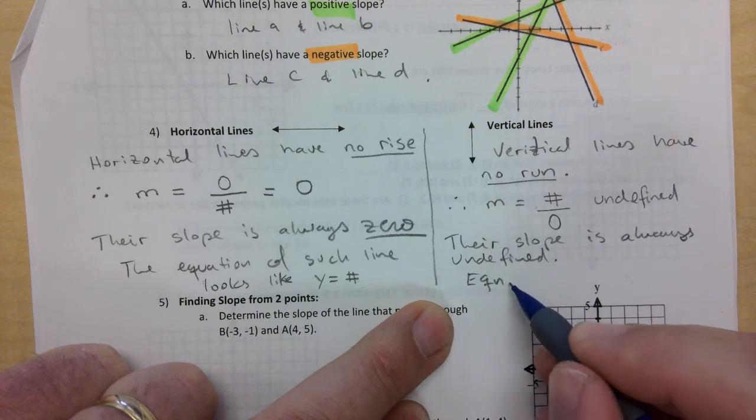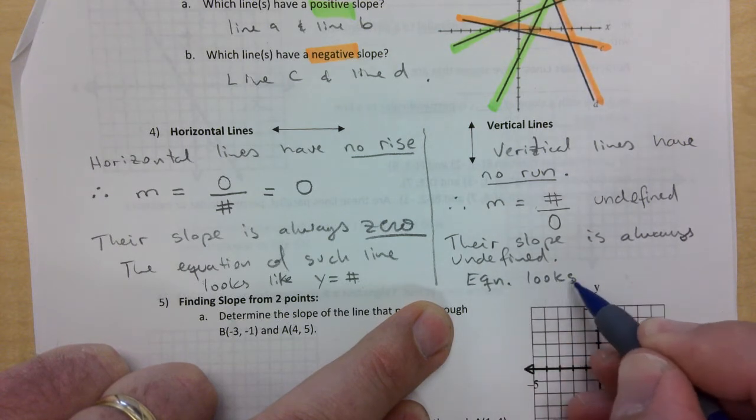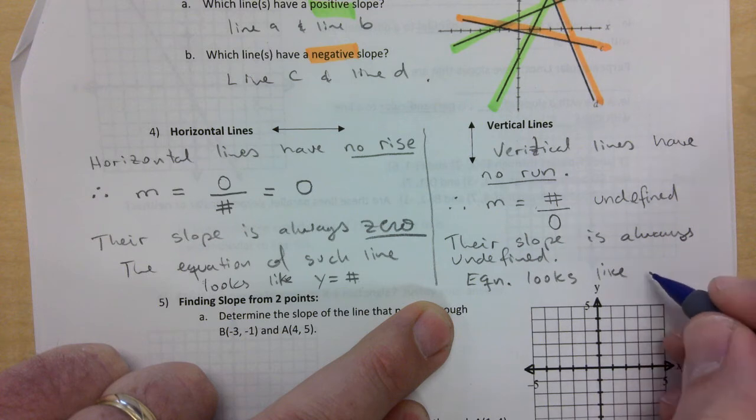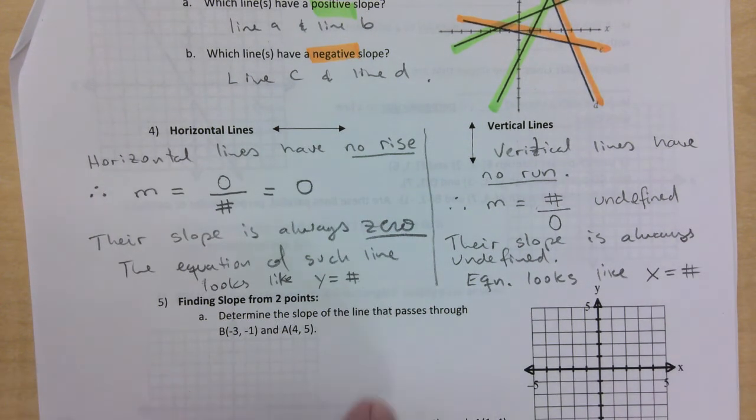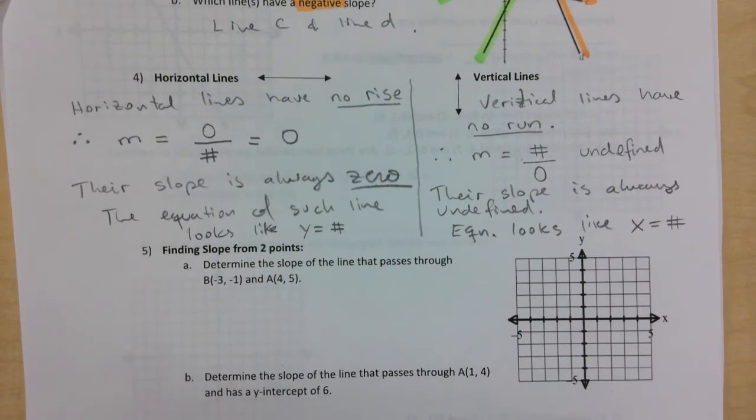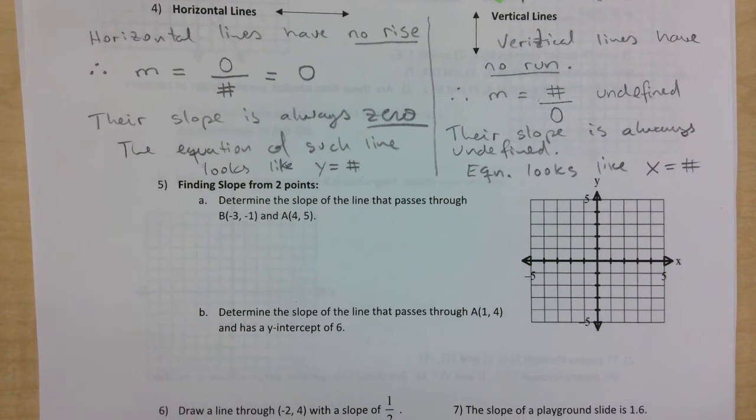The equation looks like this: x is equal to a number. Okay, keep that in mind. That'll be handy later. Trust me.